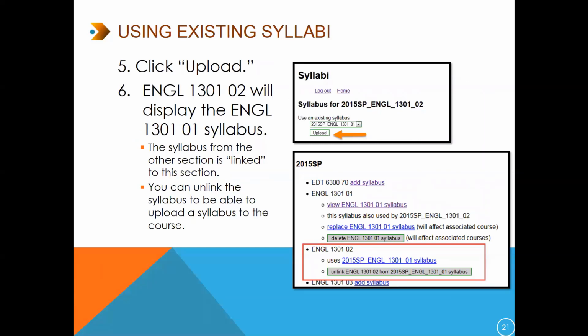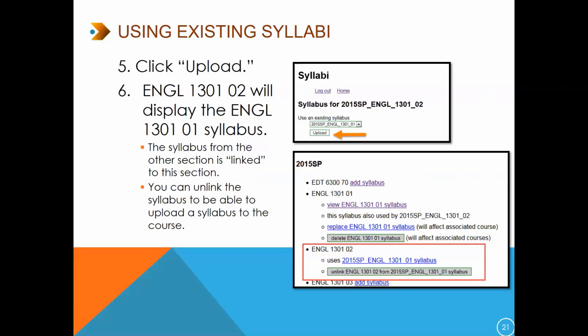So you can see over here on my bottom right side of the screen that it says for English 1301, it has the View, Replace, but it also says the syllabus is also used for Section 2. And then on Section 2, it says it's using the Section 1 syllabus, and it also gives the ability to unlink it so that it's no longer in there. And then, of course, delete under Section 1 would delete it from both Section 1 and 2.